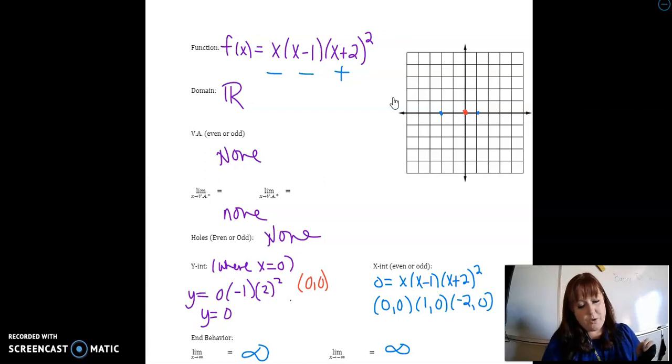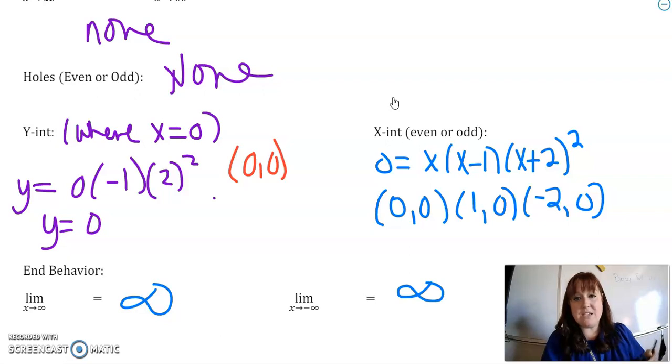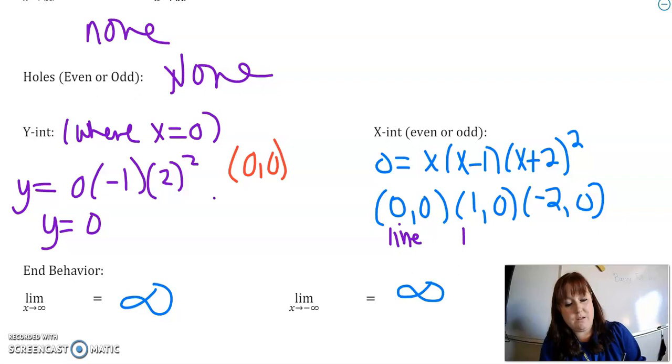And then, oh, the question we have here is, are these even or odd? If you remember back to last year, even means they bounce. Odd means they go through. Okay, and we look at the power of the factor to tell us whether it's even or odd. So this is an odd one because the power of the factor is odd. This one's an odd one, and this is an even one. So we have line, line, bounce.